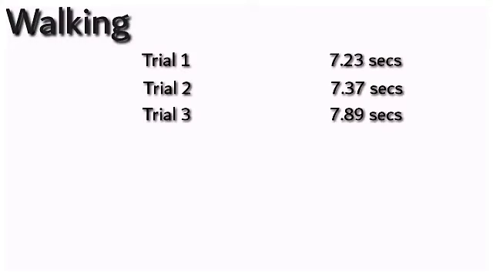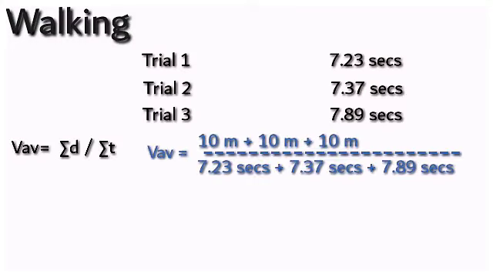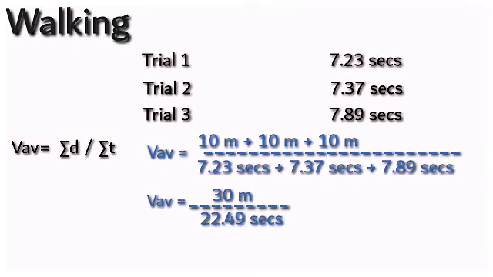The same procedure as earlier. The average speed equals 10 meters plus 10 meters plus 10 meters divided by 7.23 seconds plus 7.37 seconds plus 7.89 seconds, which equals 30 meters over 22.49 seconds. The average speed is equal to 1.3339 meters per second.